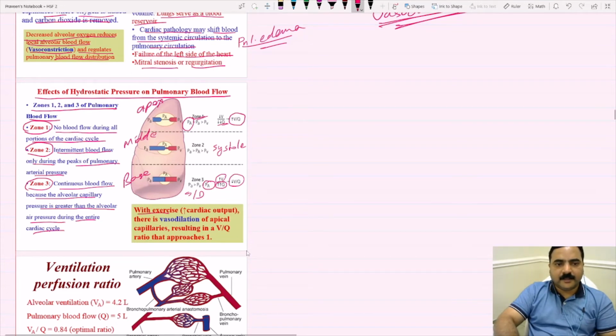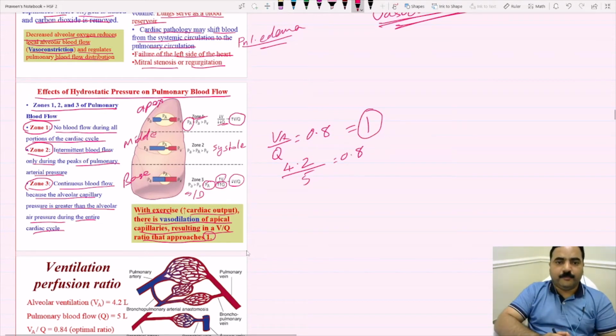And with exercise, what happens? There will be increased cardiac output and vasodilation of the apical capillaries, resulting in a V/Q ratio that approaches 1. The normal V/Q ratio, the ventilation perfusion ratio, is about 0.8. How do we get this 0.8? Normally the alveolar ventilation we have seen is 4200 ml, that is 4.2 liters, and the perfusion is the normal cardiac output, which is 5 liters. That is equal to 0.8. But the ideal V/Q ratio should be equal to 1. That means we want equal ventilation and equal perfusion. That is the ideal, and during exercise, because of these phenomena, you can see the ideal ventilation perfusion ratio. During rest, you will see a ventilation perfusion ratio of 0.8.